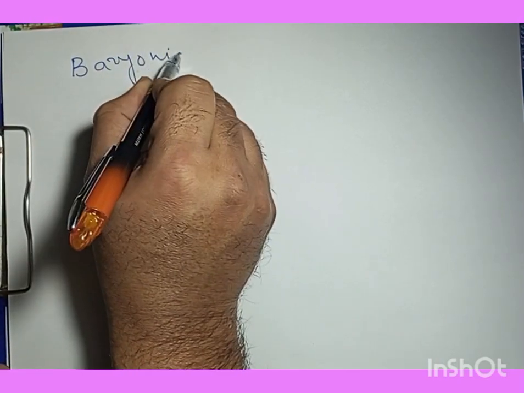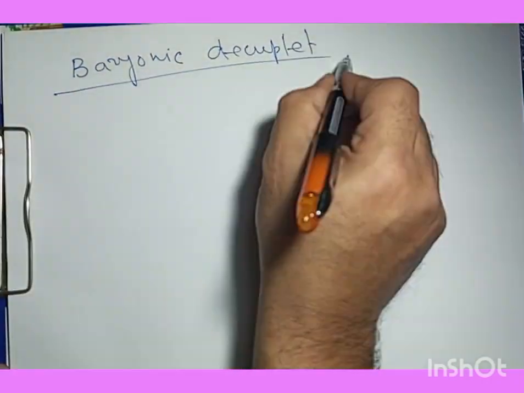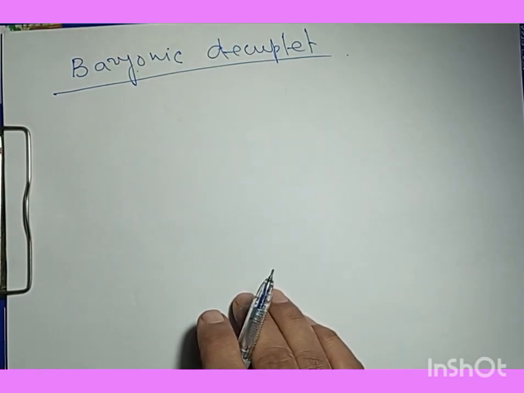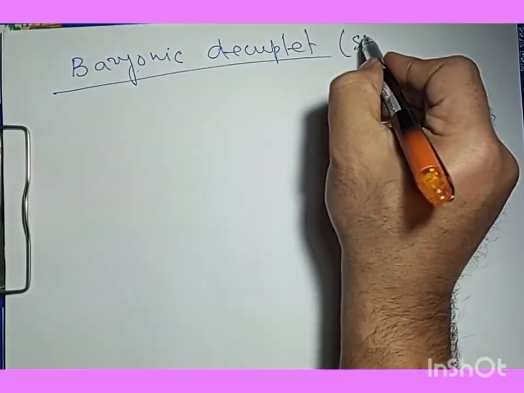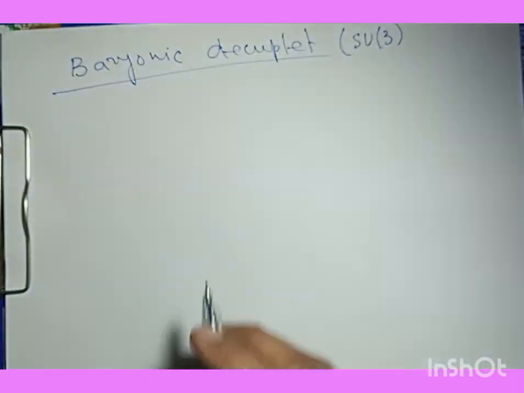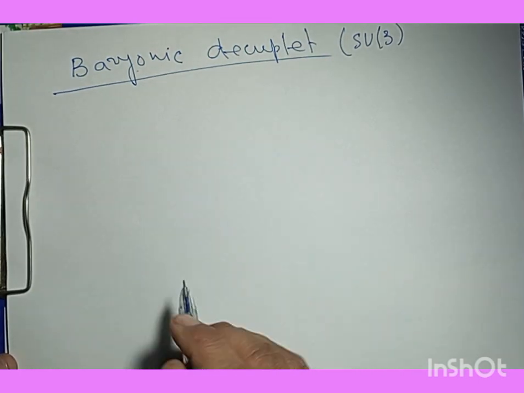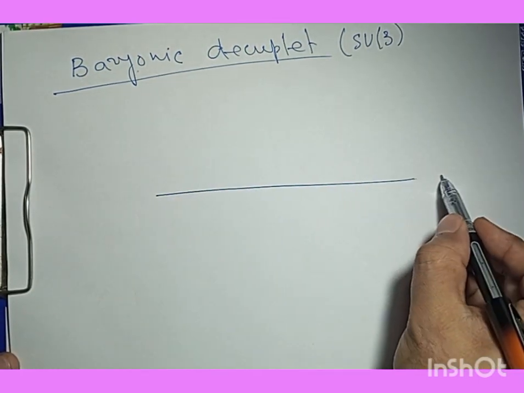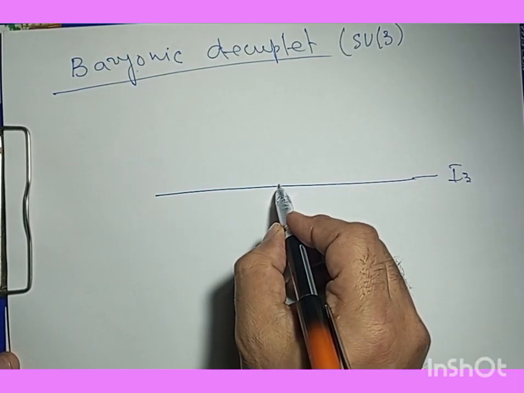This baryonic decuplet was predicted by the SU(3) symmetry that we have been talking about. And let's go with the weight diagram of this baryonic decuplet, or we also call it the baryon resonance decuplet. Now, in order to do this, we have the third component of isospin, and we have the hypercharge Y.